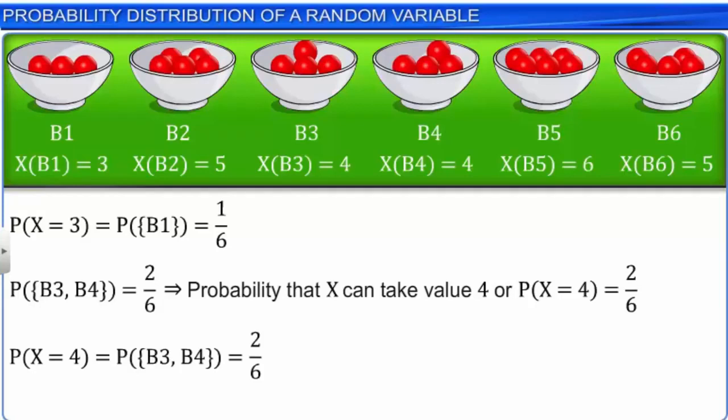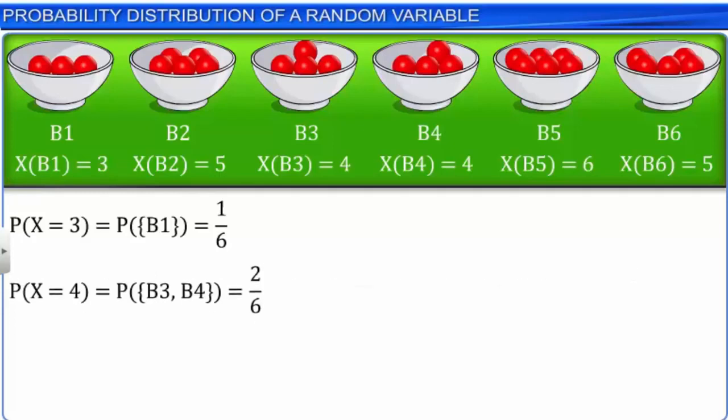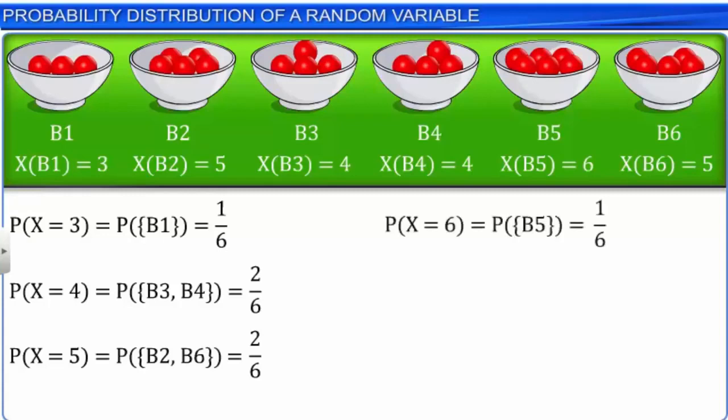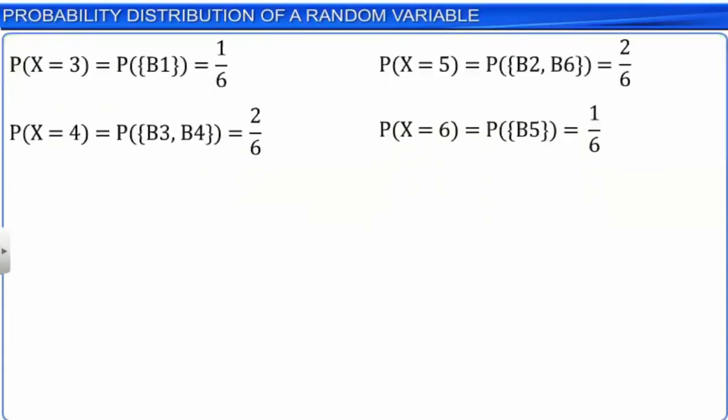Similarly, the probability that X can take the value 5 is equal to the probability of selecting a bowl with 5 marbles, which is equal to 2/6. And the probability that X can take the value 6 is equal to the probability of selecting a bowl with 6 marbles, which is equal to 1/6. Let's arrange the values of the random variable X and the corresponding probabilities in tabular form as shown here.